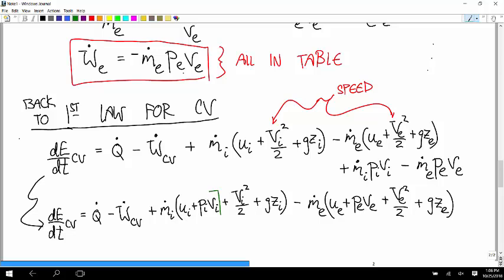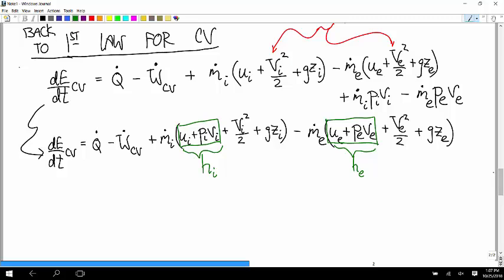And there it is. This one over here is the specific enthalpy at the inlet. And this one over here is the specific enthalpy at the exit. Awesome. So why not rewrite it one more time? So dE dt, this is the real one. I'm not going to ask you to rewrite it any more times.